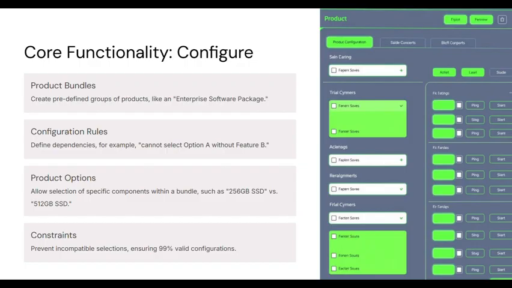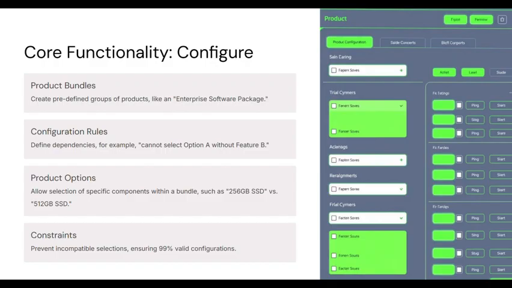Second, we have configuration rules. The rules control what combinations are allowed. For example, if option A is selected, the system can automatically enforce that feature B must be selected. No need to remember technical dependencies, CPQ handles it.